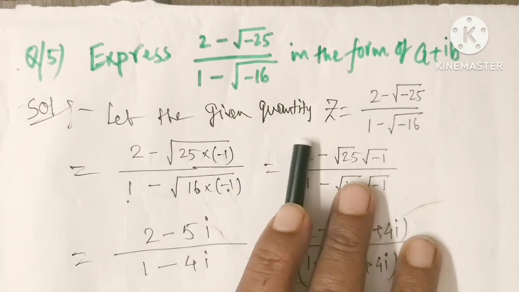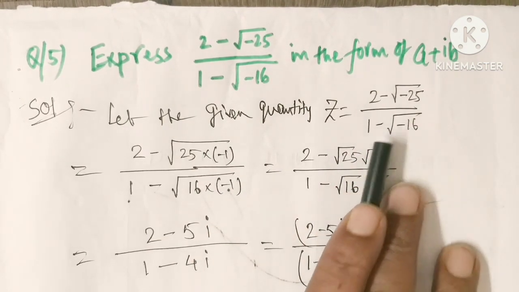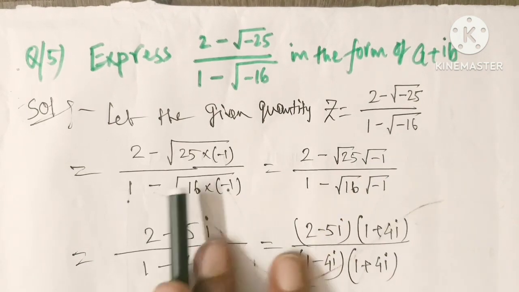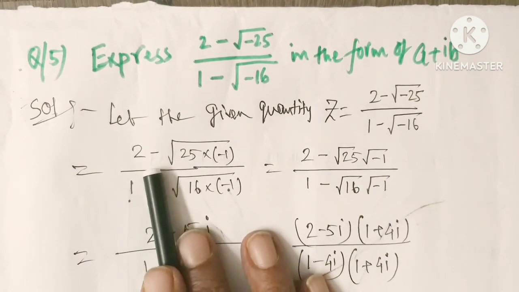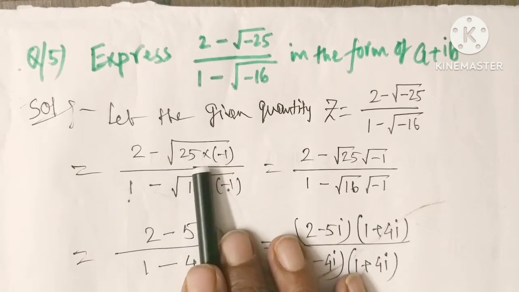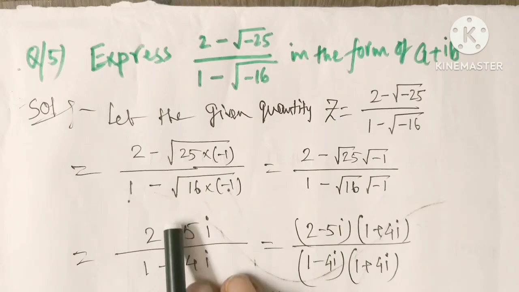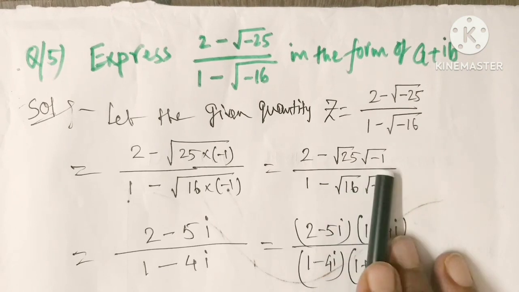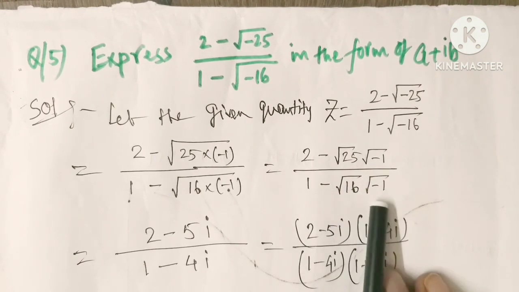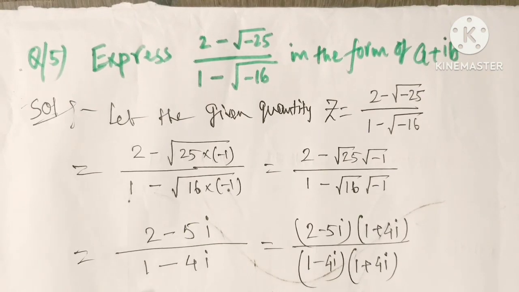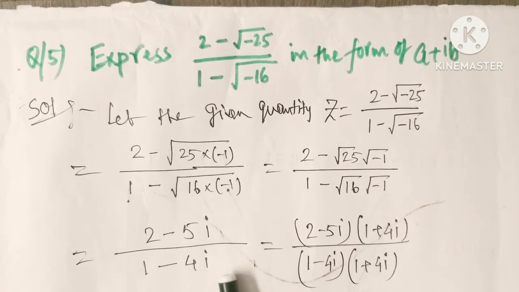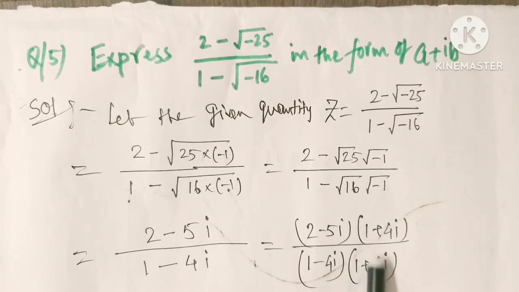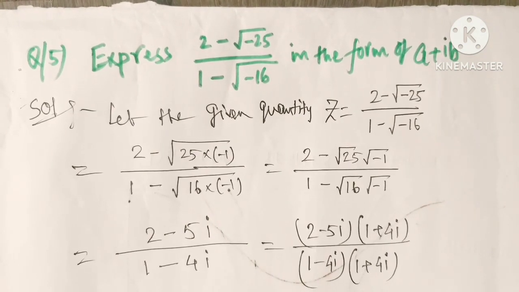Let the given quantity z equal 2 minus root minus 25 over 1 minus root minus 16. It is written as 2 minus root of (25 into minus 1), and in the denominator root of (16 into minus 1), and it becomes 2 minus root 25 root minus 1 over 1 minus root 16 root minus 1. That is 2 minus 5i by 1 minus 4i. Multiply both numerator and denominator by 1 plus 4i, we get 1 plus 4i by 1 plus 4i, and 2 minus 5i plus 8i minus 20i square over 1 square minus 4i square.